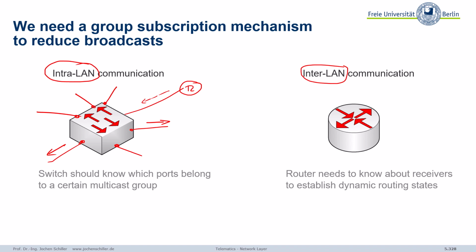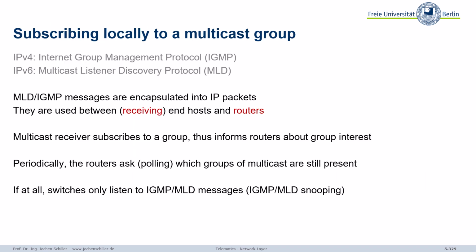So you see, multicasting implies a bit more than just routing a single packet: we have to think of switches as soon as we have several subscribers of a multicast group in the same local area network. So how does it work? The first thing is we have to subscribe to something. How does this subscription work? This is where we can use the protocols IGMP for IP version 4 or MLD for IP version 6.